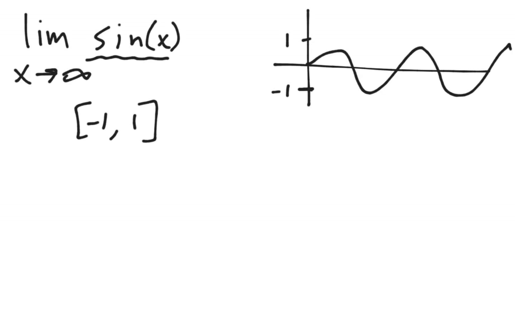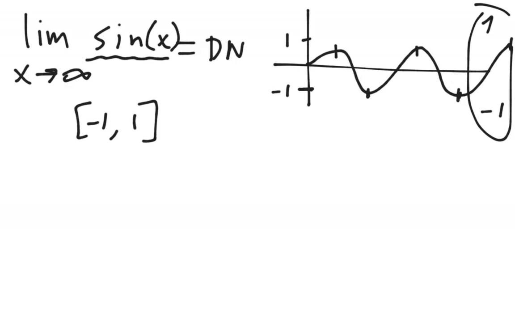And so I could think about, well, if I always pick these y values, I'll get a limit of -1. But if I pick these y values, I'll get a limit of +1. These are clearly not the same, so this has no limit.